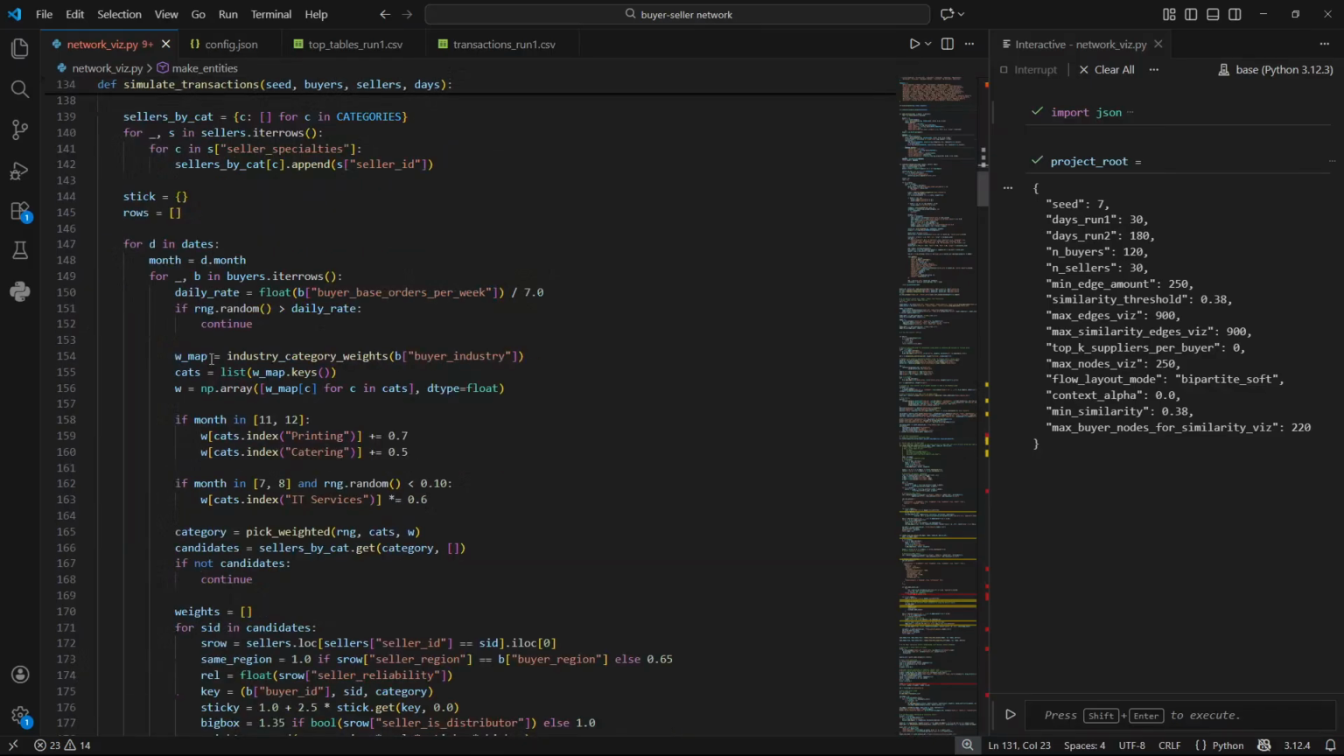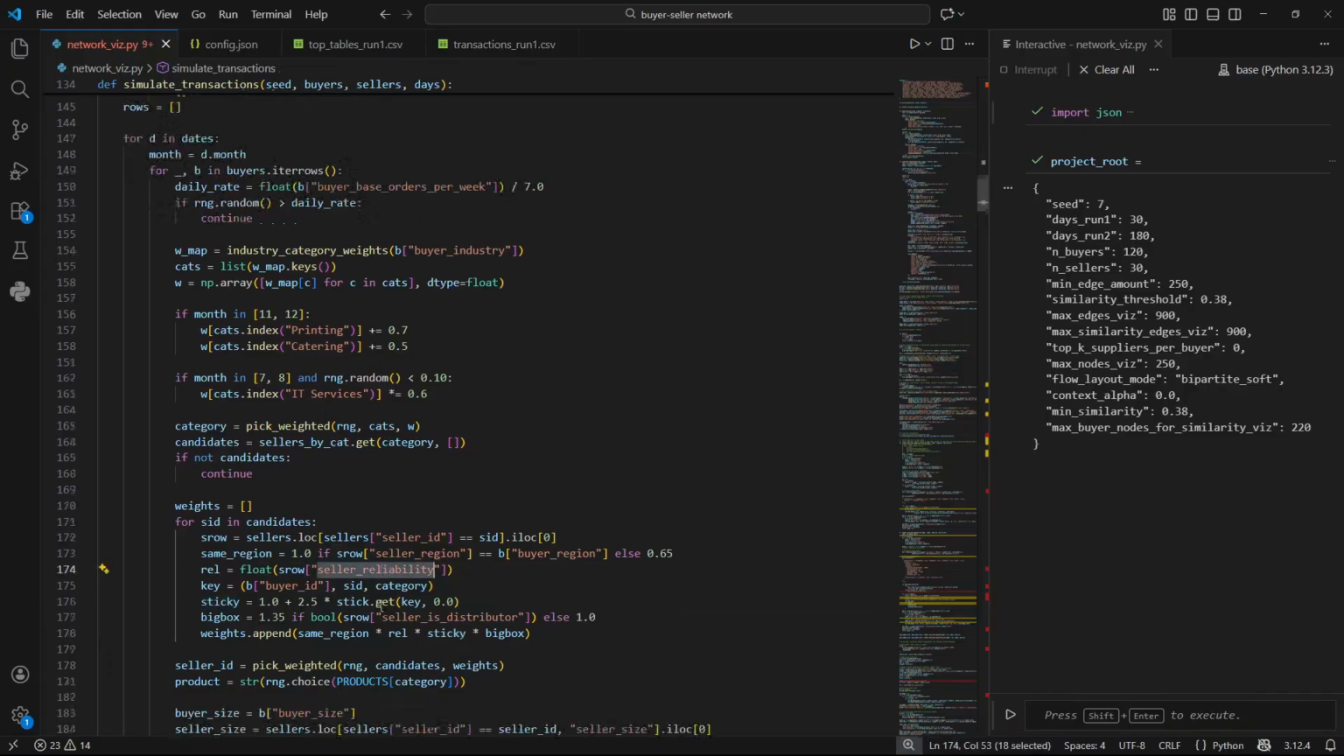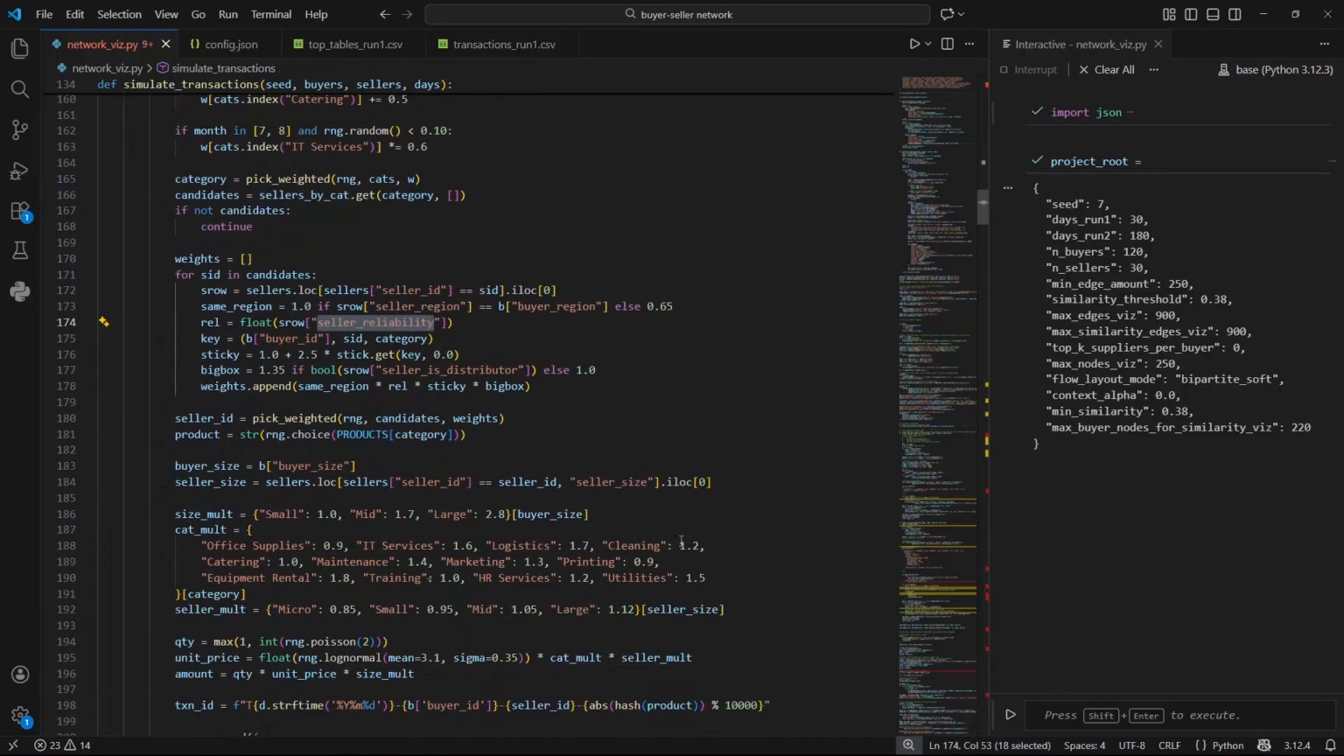So here is the notion of stickiness and the repeatedness that I mentioned. We define seller reliability, and we define a notion of stickiness that comes from whether you already had an edge between that buyer and seller or not, and how similar you are in terms of being in the same region geographically. That's a key, and also whether the seller is reliable or not, from the reliability that we built into the network. So there again, that stickiness is one of the biggest things, and the other thing is the distributor effect.